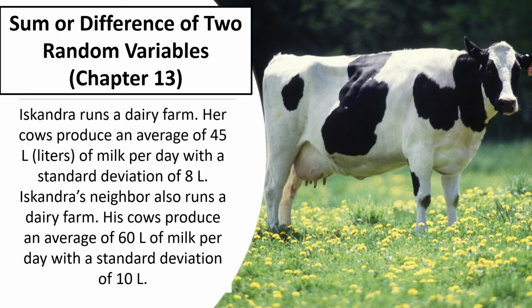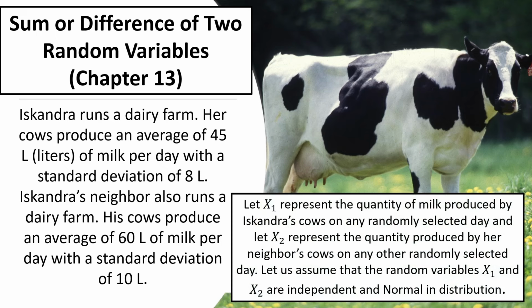Next question is involving the sum or difference of 2 random variables. So here, Iskandra, we imagine, runs a dairy farm. Her cows produce an average of 45 liters of milk per day with a standard deviation of 8 liters. Iskandra's neighbor also runs a dairy farm. His cows produce an average of 60 liters of milk per day with a standard deviation of 10 liters. For the purpose of this scenario, let x1 represent the quantity of milk produced by Iskandra's cows on any randomly selected day, and x2 represent the quantity produced by her neighbor's cows on any other randomly selected day. Let us assume that the random variables x1 and x2 are independent and normal in distribution.